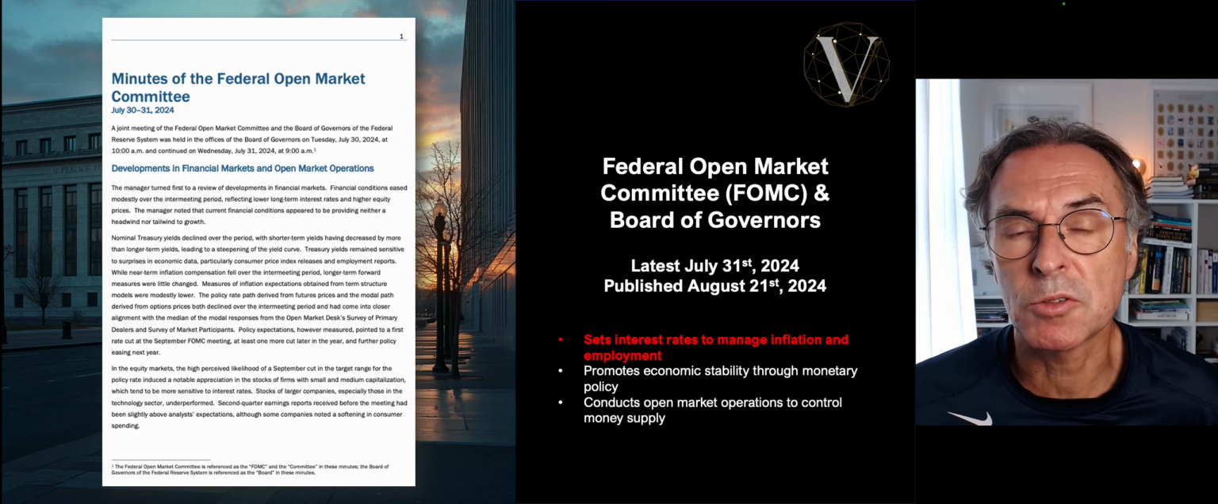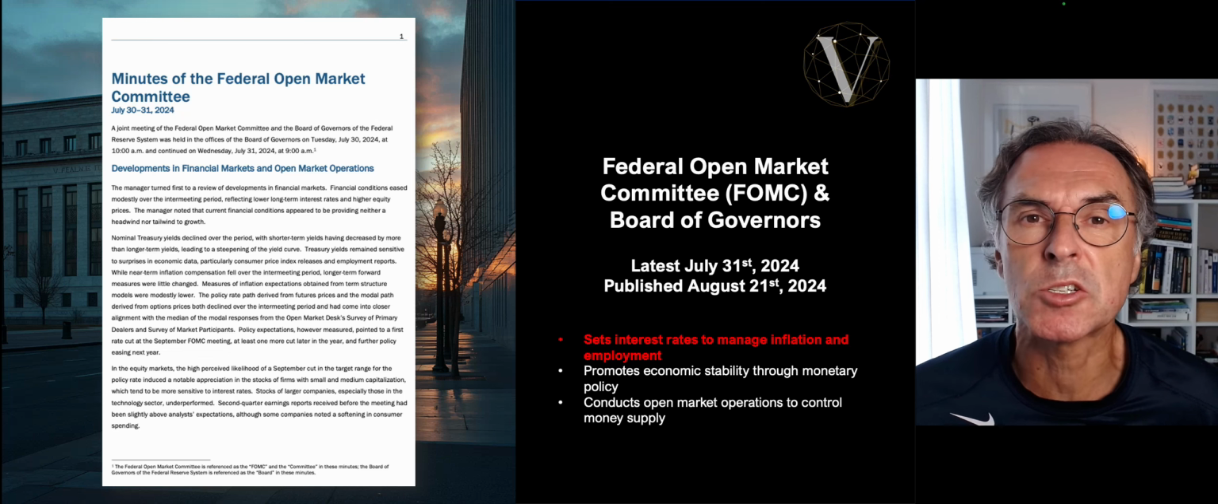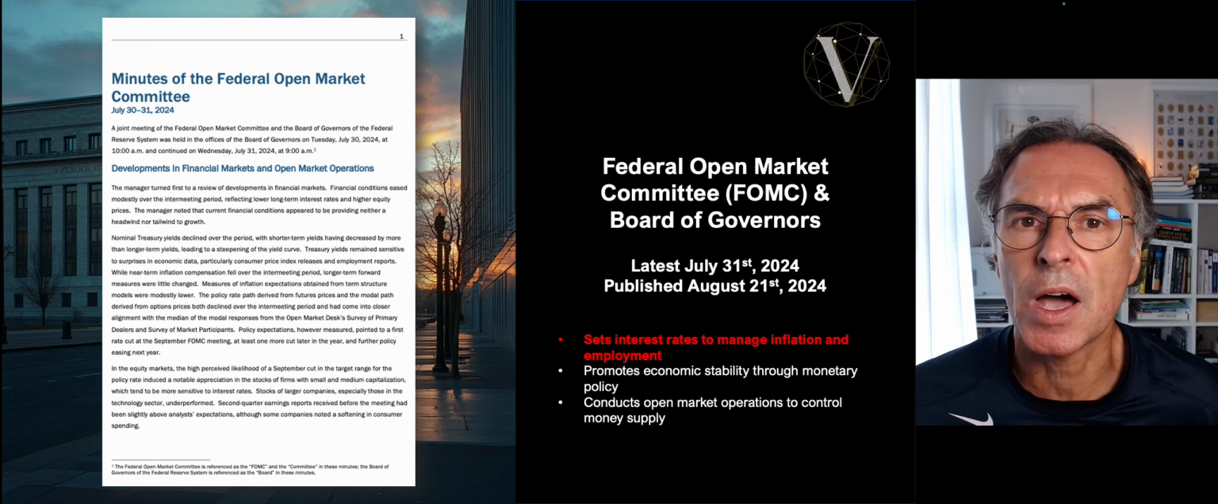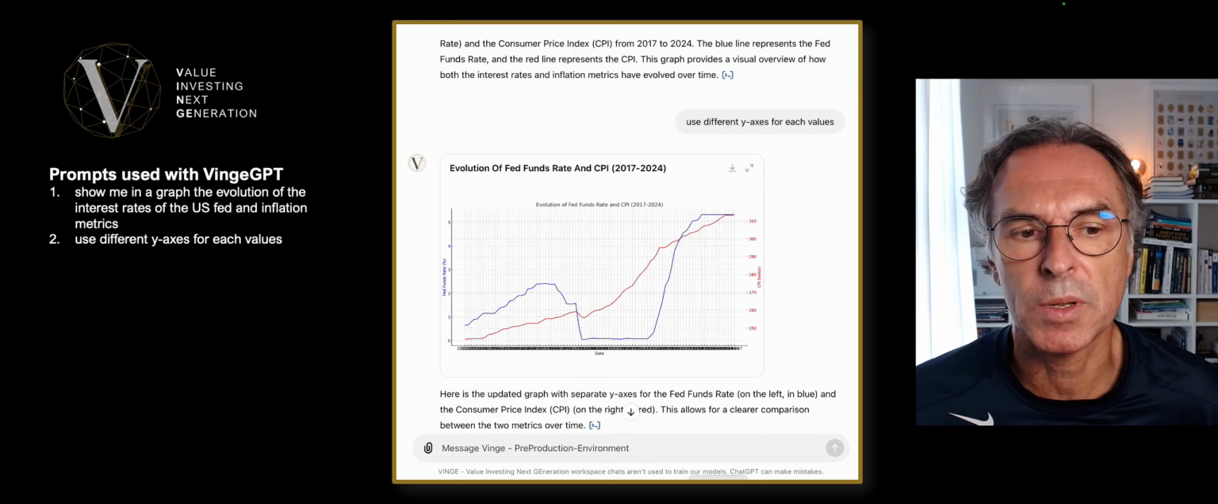Interest rates are important because they fluctuate, obviously, but they also influence how equity markets will react based on the interest rate of the US Federal Reserve, and it's the same for the European Central Bank.